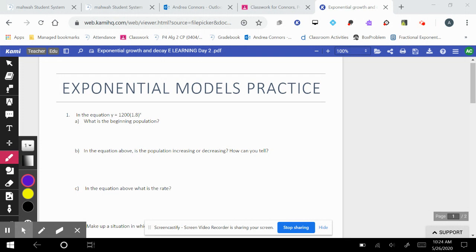So I'm going to do one problem from each page to kind of show you how to do each one. And then you are going to finish it up for me. I will post an answer key so you can definitely check your work at the end. So you'll be submitting all of this at the end.